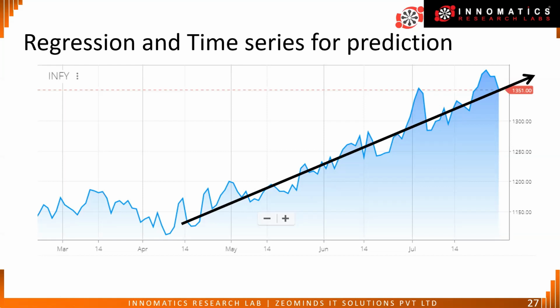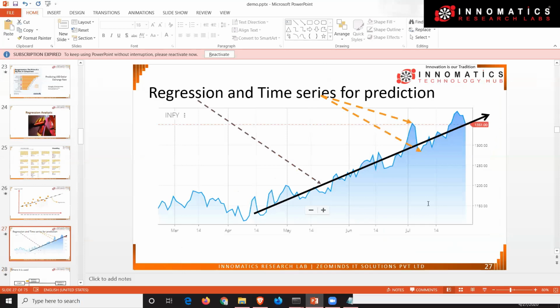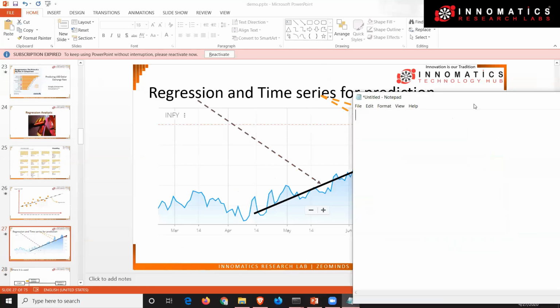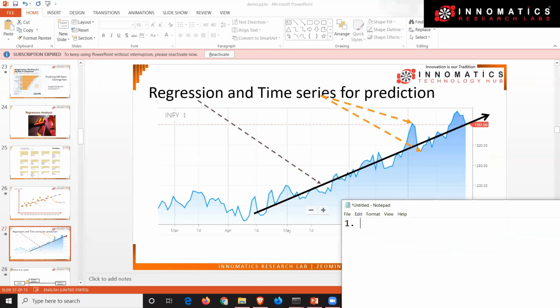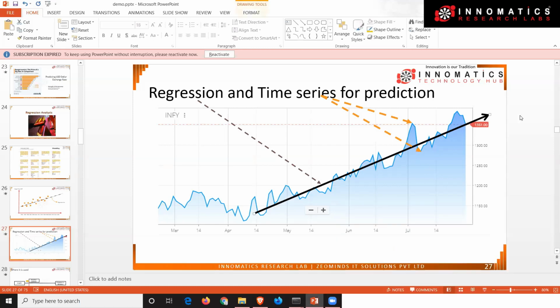But here we'll do some kind of analysis. Mostly in time series, we'll talk about three things. First one is trend, second one is seasonality, and third one is random. These three things you will mostly learn about in time series. Trend is this line. From the past 3 months, what we can understand is that this stock price keeps on increasing.